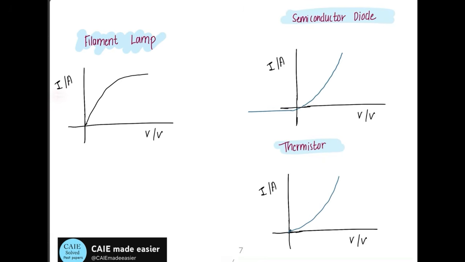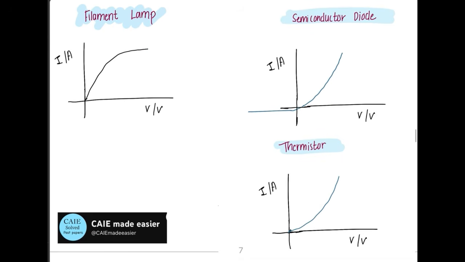Here we have current on the y-axis and voltage on the x-axis for all of them. Okay, so if you have a filament lamp, it obeys Ohm's law until a certain point and then it curves. Semiconductor diode, it's 0 on one side and then it increases on the other side. Thermistor, resistance depending on temperature, it's also a curve, it's not a straight line.